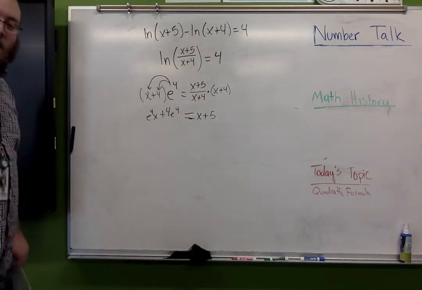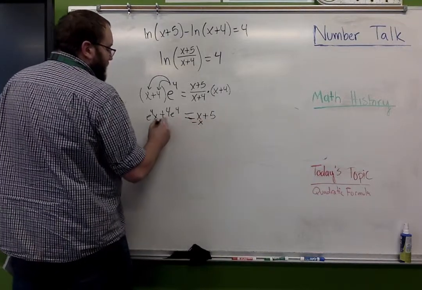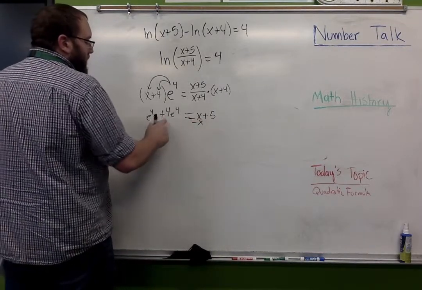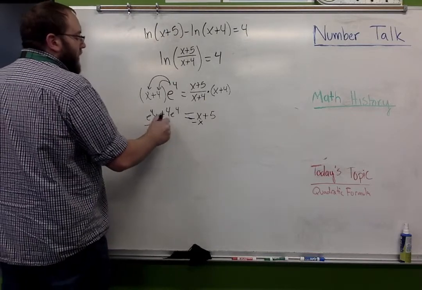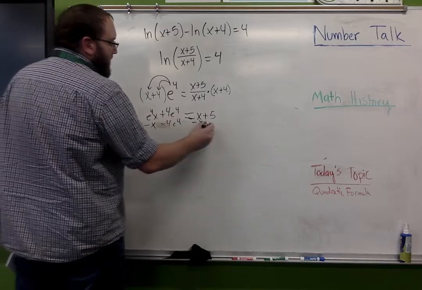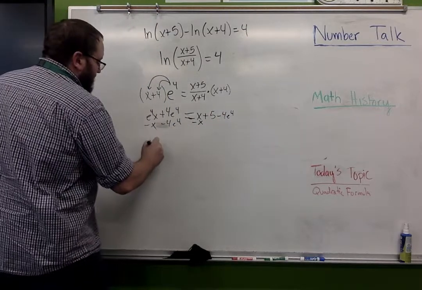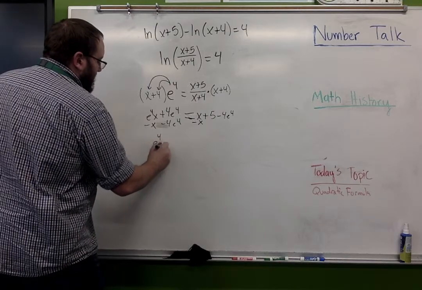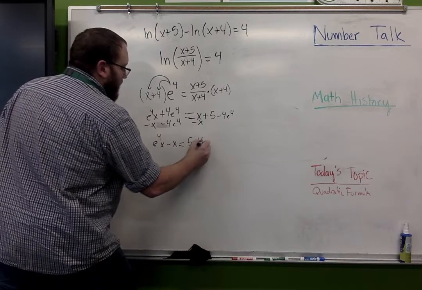I want x's on one side and everything else on the other. I want x by itself. So I'm going to subtract x from both sides, and here I'm going to subtract 4e to the 4th from both sides because it doesn't have an x. So I have e to the 4th x minus x is equal to 5 minus 4e to the 4th.